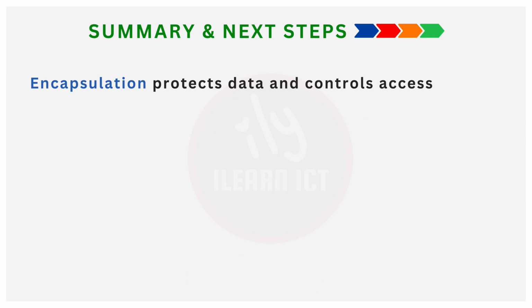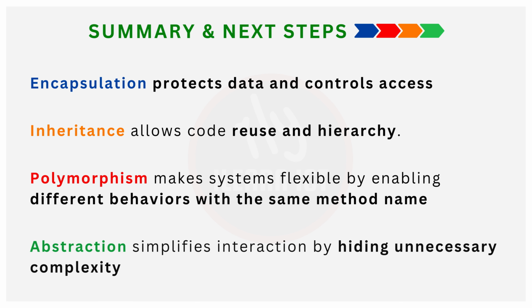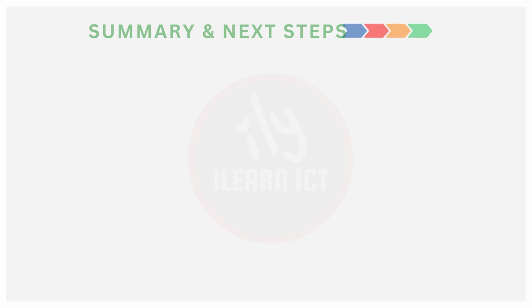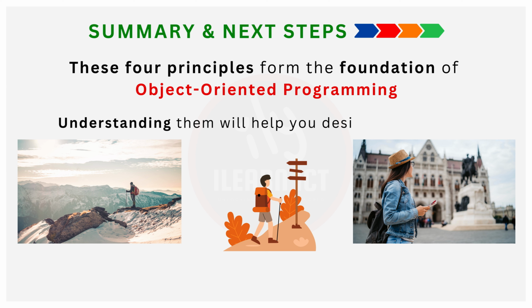To summarize, encapsulation protects data and controls access. Inheritance allows code reuse and hierarchy. Polymorphism makes systems flexible by enabling different behaviors with the same method name. Abstraction simplifies interaction by hiding unnecessary complexity. These 4 principles form the foundation of object-oriented programming. Understanding them will help you design efficient and scalable software.